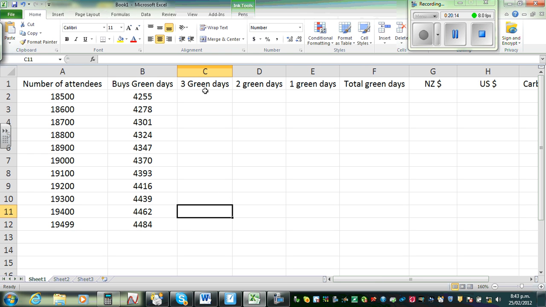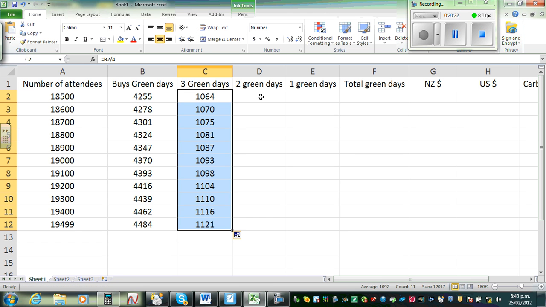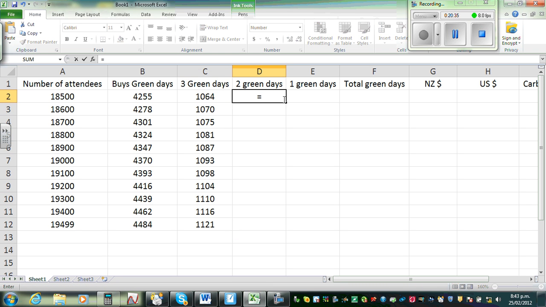Now the green days is one quarter. So this is how you can do it: equal this divided by, this is the division key, divided by 4. That will give you 1064. Then you can scroll down, catch the tail, and that will give you the answer. Two green days is B2 divided by 3, and again you catch the tail and scroll it down.